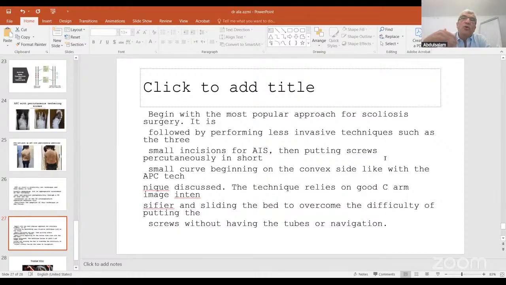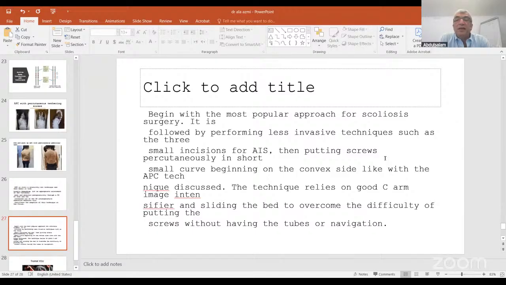You need to go with the popular approach for scoliosis, and then follow by performing a less invasive technique, such as 3 small incisions for AIS. Then you can go on to putting screws percutaneously, unless you have a navigator, which would go much better. And begin with small curves, beginning on the convex side, like in the APC technique. Don't go on the concave side because it's much harder and less safe.